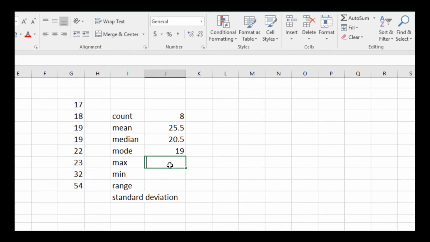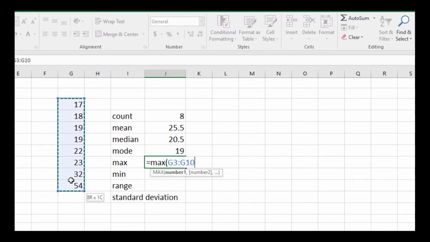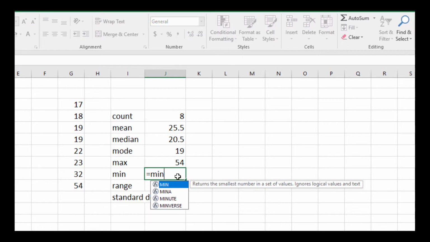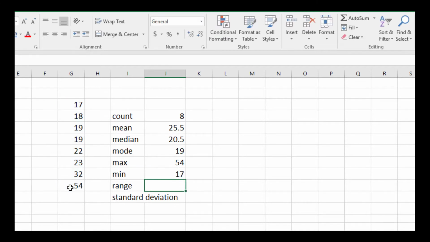The max is just equals the max of that data set. And the min is the minimum of that data set. And finally the range, and this is what I'd say, equals the max minus the min. So that cell minus that cell.